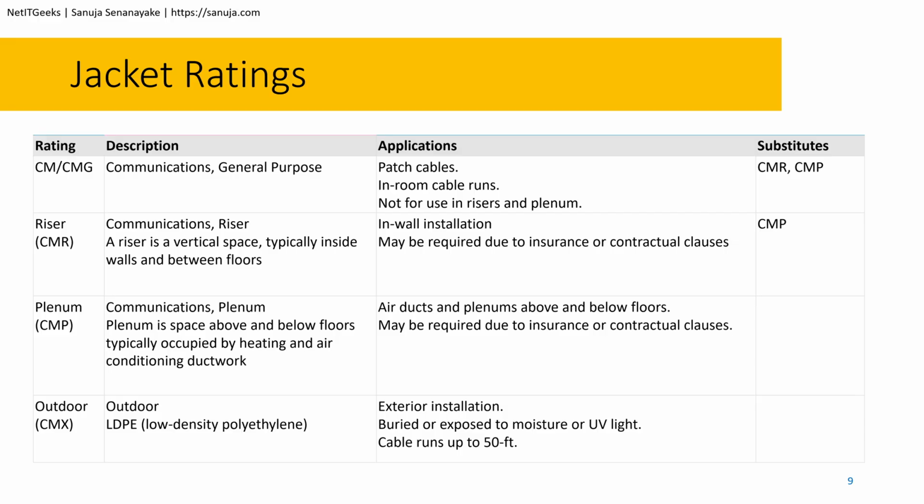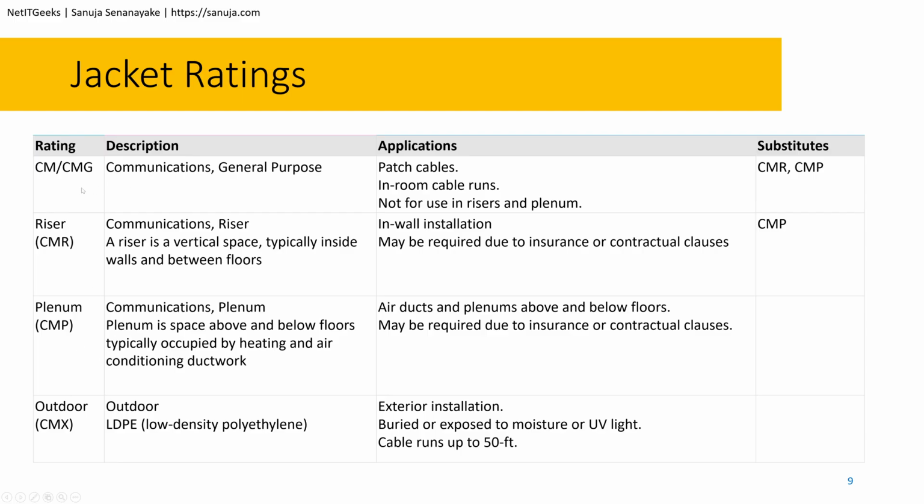Now we're going to discuss jacket ratings. So we're going to switch gear. The jacket or sheath is the one that goes outside the cable, and there are different ratings associated with jackets. Those include CM, CMG, CMR, CMP, and CMX. I typically use CMR, CMP, CMX, but some people also use the terms riser, plenum, and outdoor because of the use case scenarios.